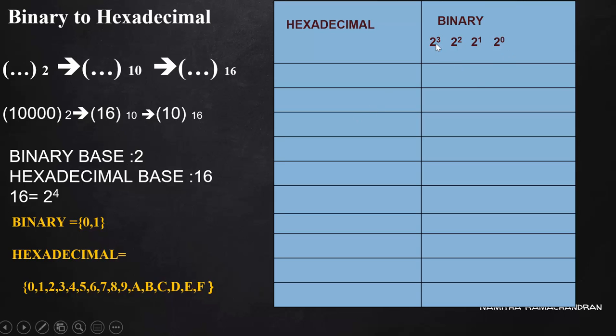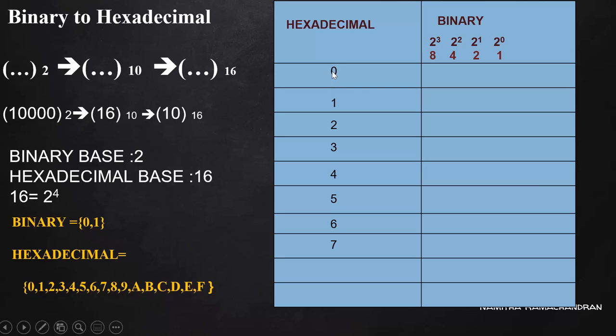So here we want to list all the positive powers of 2 which are less than this power 4. These are the powers of 2, listed like this from higher to lower: 2 cube, 2 square, 2 raised to 1, 2 raised to 0. And the corresponding values are 8, 4, 2 and 1. Using these positional values, we can identify the binary equivalent of each and every hexadecimal symbol listed here.